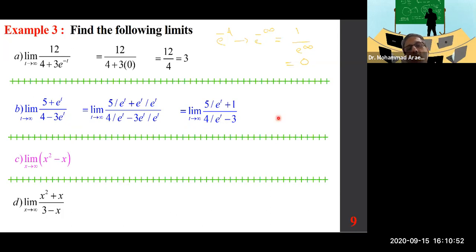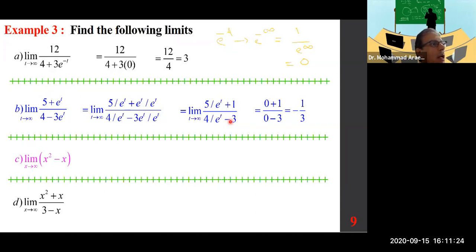So t goes to infinity. I hope you see that this 5 over e to the power of infinity goes to 0, plus 1. 4 over e to the power of infinity goes to 0, and this is negative 3. So 1 over negative 3, which means negative 1/3. I can't really emphasize this enough. I hope everybody is okay with that. So similar to rational expressions.